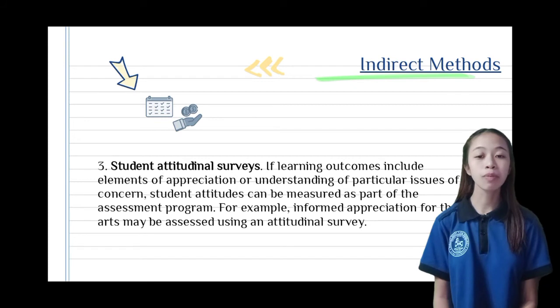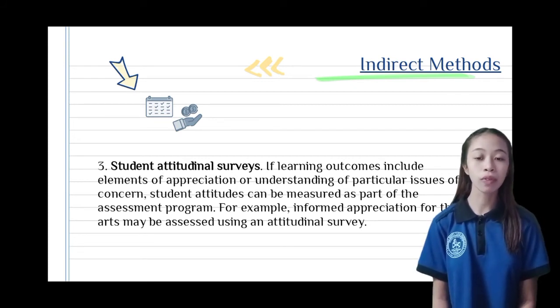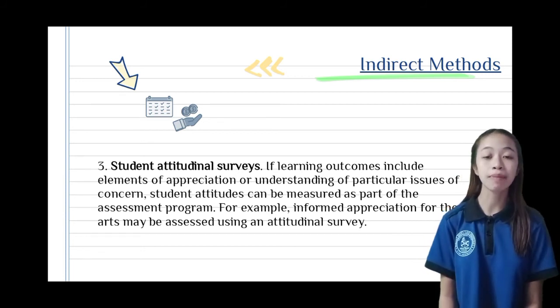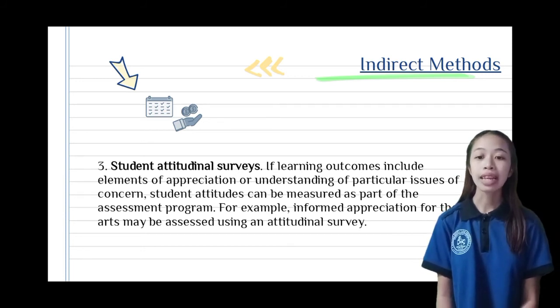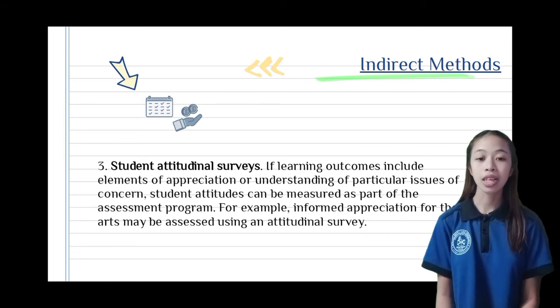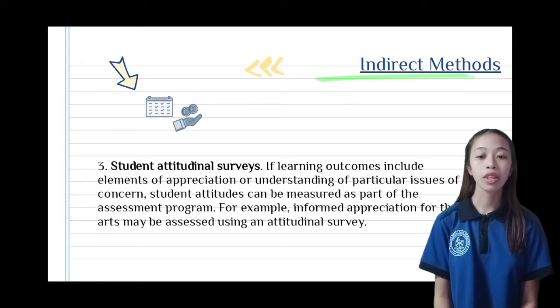Number three, students' attitudinal survey. If learning outcomes include elements of appreciation or understanding of particular issues of concern, students' attitudes can be measured as a part of the assessment program. For example, informed appreciation for the arts may be assessed using an attitudinal survey.